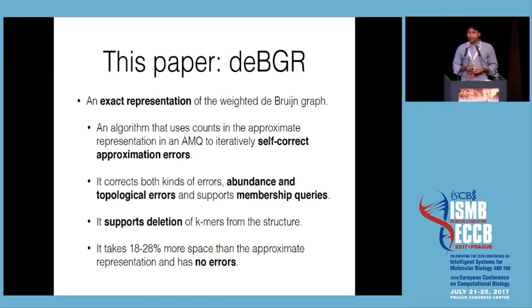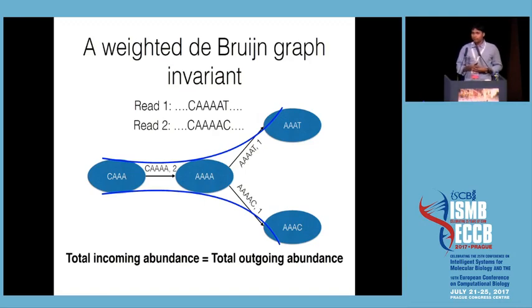Now let's see how debugger works. In debugger, we use a simple weighted de Bruijn graph invariant to fix all these errors. And the invariant is very simple. It says that at any node in the weighted de Bruijn graph, the total incoming abundance is always equal to the total outgoing abundance. For example, in this case, at the node AAAA, there are 2 reads coming in. The blue bold paths are the paths of the reads in the de Bruijn graph. So there are 2 reads coming in and 2 reads going out. The total abundance coming in is 2 because the edge coming in, CAAAA, has an abundance of 2. And there are 2 edges going out, both with an abundance of 1. So this invariant holds for all the nodes in the weighted de Bruijn graph.